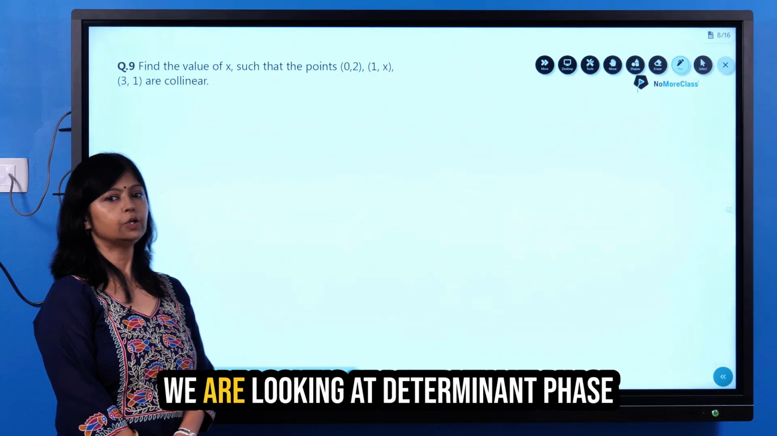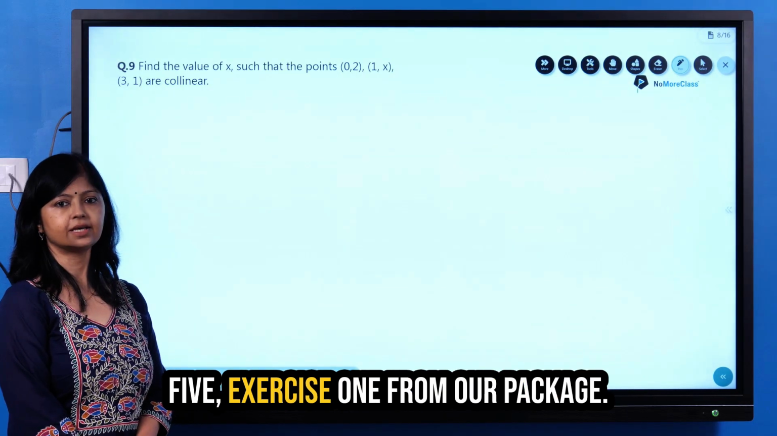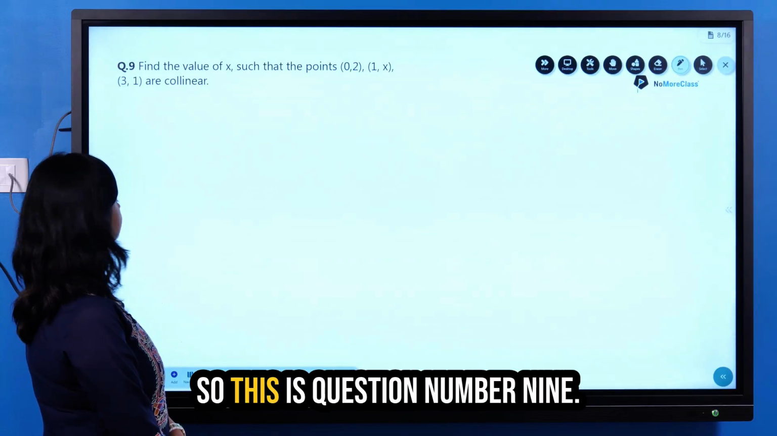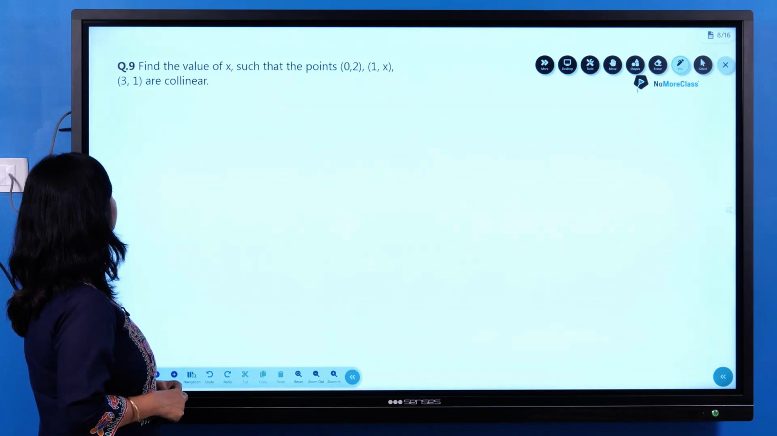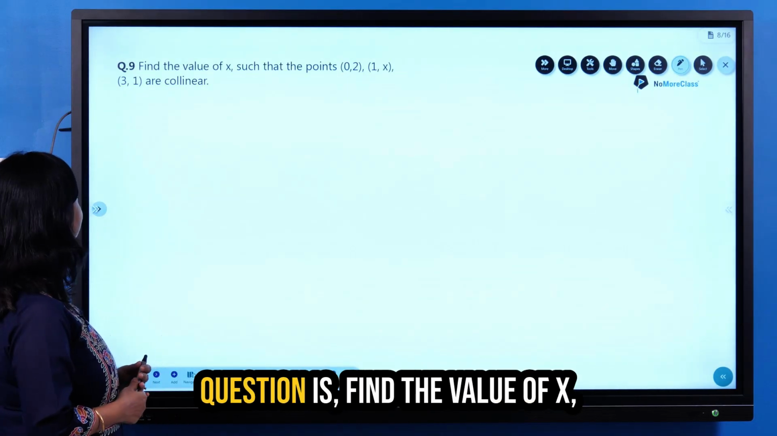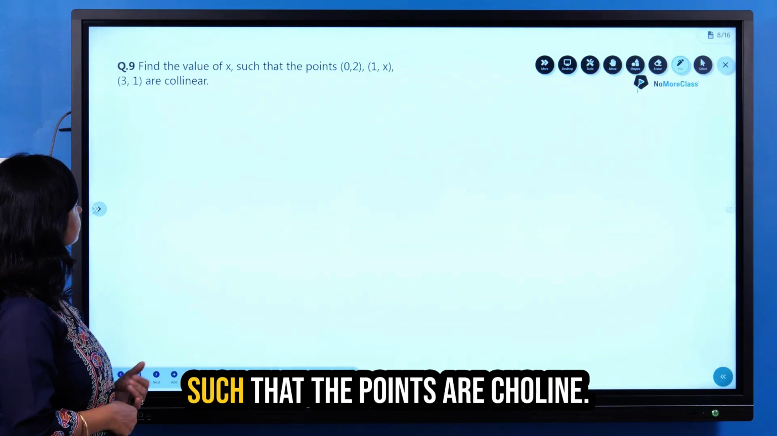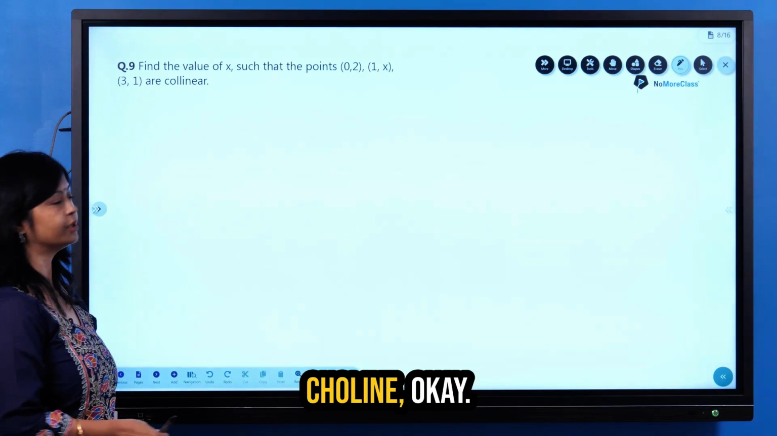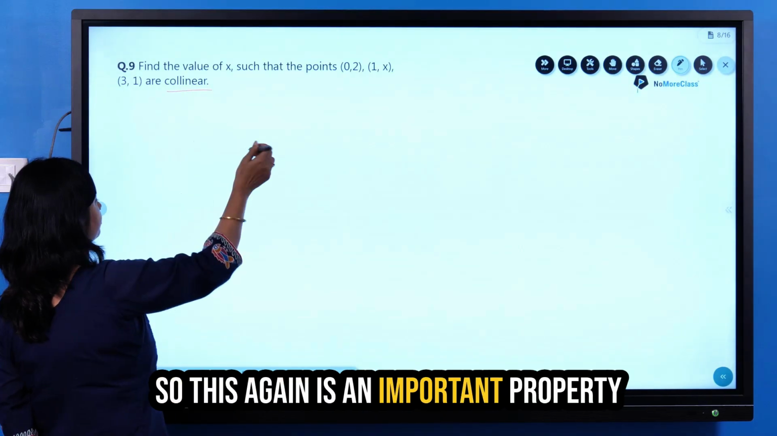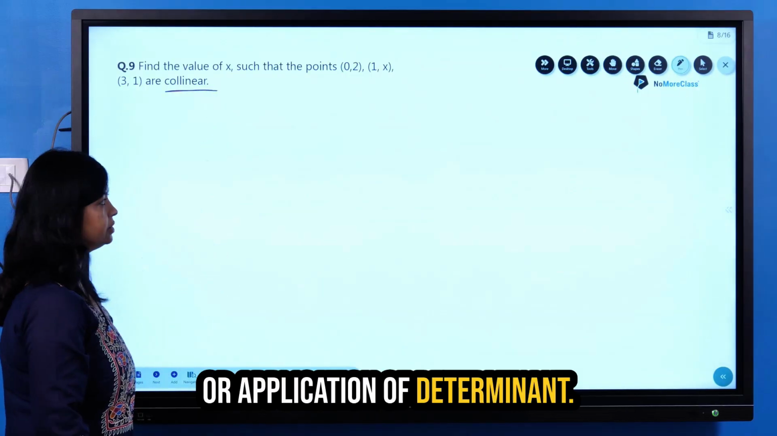Hello everyone. We are looking at determinant phase 5 exercise 1 from our package. So this is question number 9. Okay, let's look at the question first. The question is: find the value of x such that the points are collinear. So this again is an important property or application of determinant.